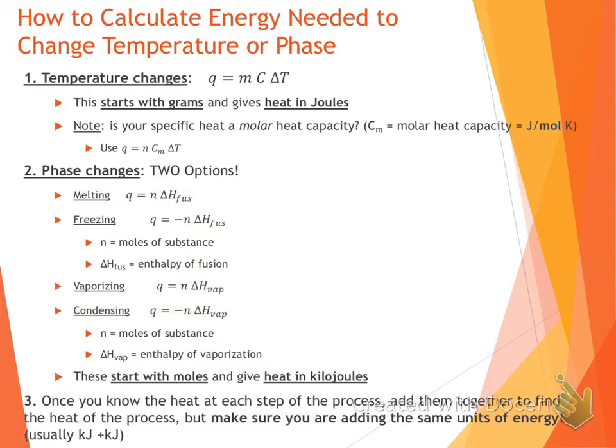The final step would be to add together the heat of each individual step of the whole process of the heating curve. When we add the whole heat together, we need to make sure we're adding the same units of energy. Generally, part 1 here, that temperature change, Q equals mcΔT, is going to give you joules. Whereas the second phase change option gives us kilojoules. So we're going to generally be converting our joules into kilojoules so that we're adding all of our kilojoule values together. So let's start looking at a couple examples of this.